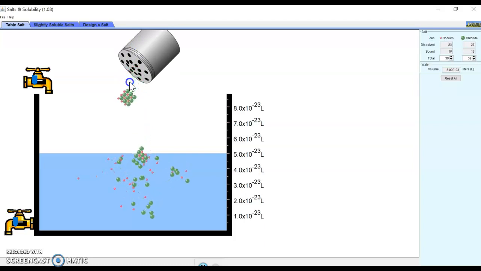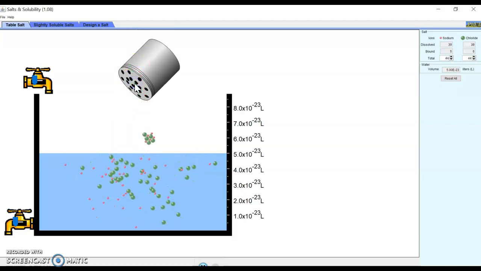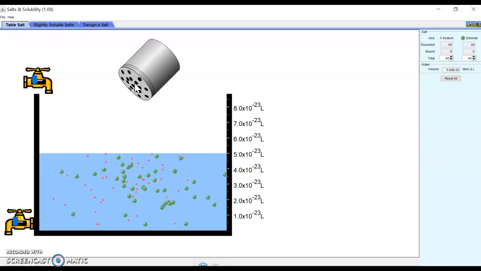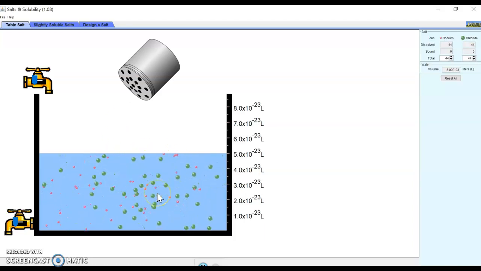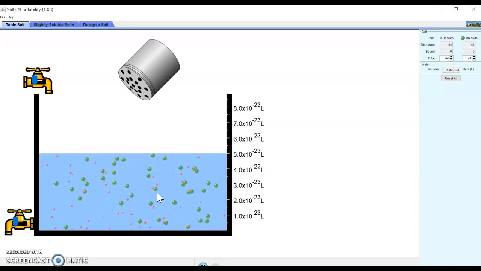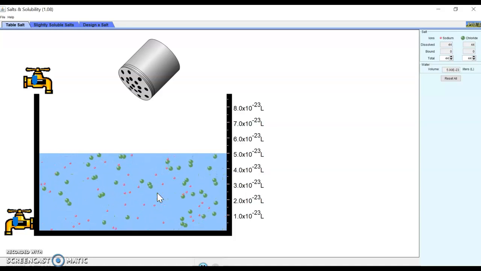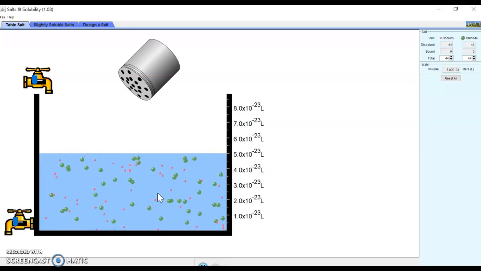So you see the big chunks of salt falling out, but then when they get into the water, they actually break apart into ions. So the sodium and the chlorine molecules separate, and now they go back into the individual pieces.